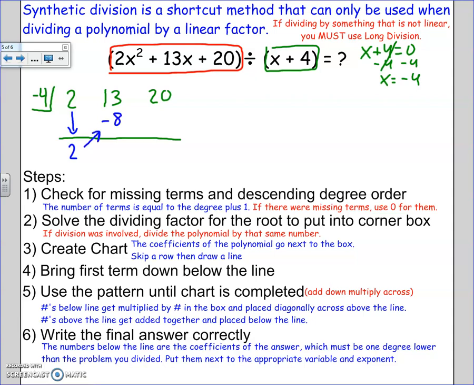13 minus 8 is positive 5. 5 is below the line. That has to multiply the number in the box, negative 4. So 5 times negative 4 gives me negative 20. That goes across. I'm going to add down. 20 minus 20 is 0. All right, that last number is the remainder.